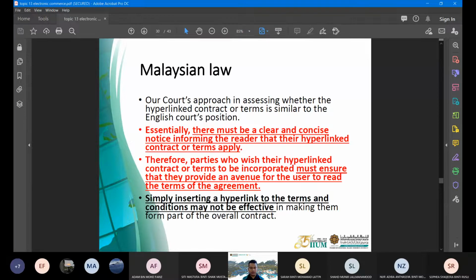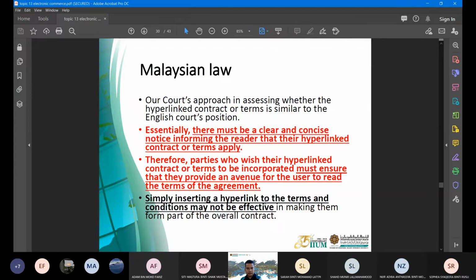Yeah. So the position of Malaysian law is also similar. The court will inquire, yeah, if anyone use hyperlinks, maknanya they use hyperlink, and you need to click on the hyperlink to show the full terms and condition. This particular criteria applies, yeah. So there must be a clear and concise notice that informing the reader that their hyperlinked contract or terms apply.